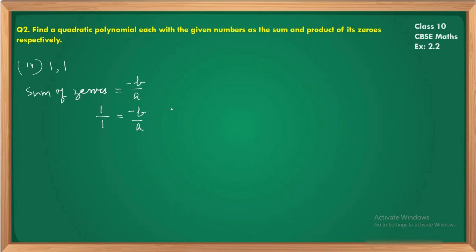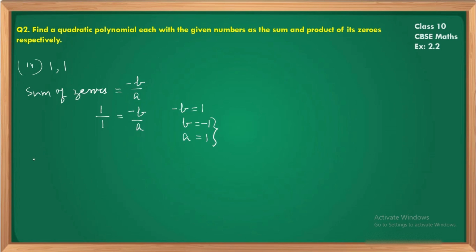Now minus b is equal to 1, or b is equal to minus 1, and a is equal to 1. See, this is in place of a and this is in place of minus b. Right? Now these are the two values we have.